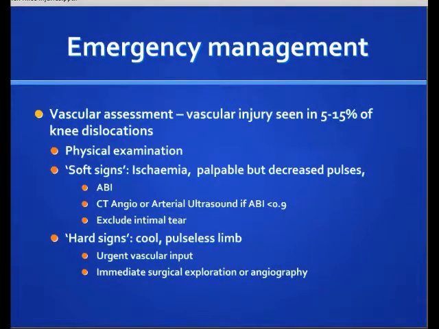which is basically the blood pressure at the level of the ankle, over the artery on the same side, and should be above a ratio of 0.9. It's measured with a blood pressure cuff and a Doppler ultrasound. CT angio or arterial ultrasound is then indicated in those with an abnormal ankle brachial index, and this is important to exclude more subtle injuries.